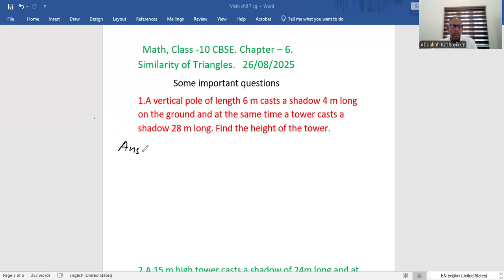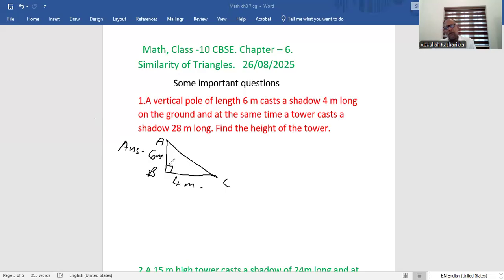Answer. Vertical pole of length 6 meter. This is the vertical pole. It is vertical, which means 90 degrees. This is 90 degrees to the ground. Suppose this is ABC, with the 90 degree angle at B, and the vertical pole of 6 meter is given. This is the shadow, 4 meter long.